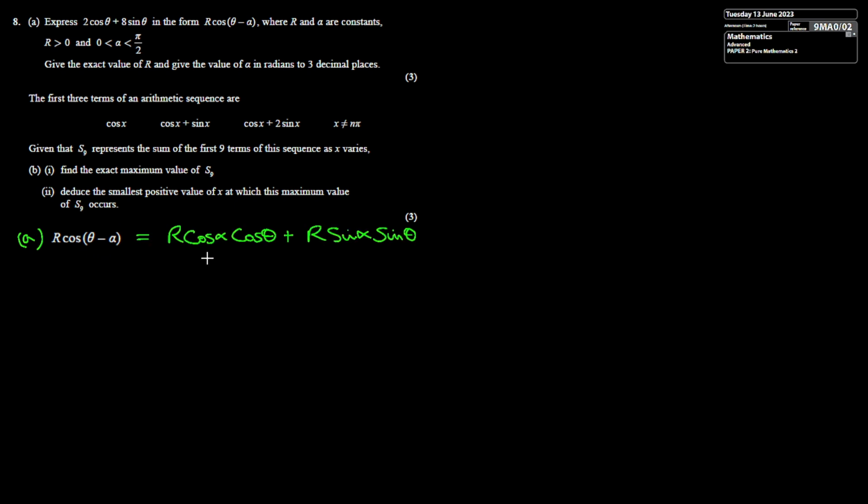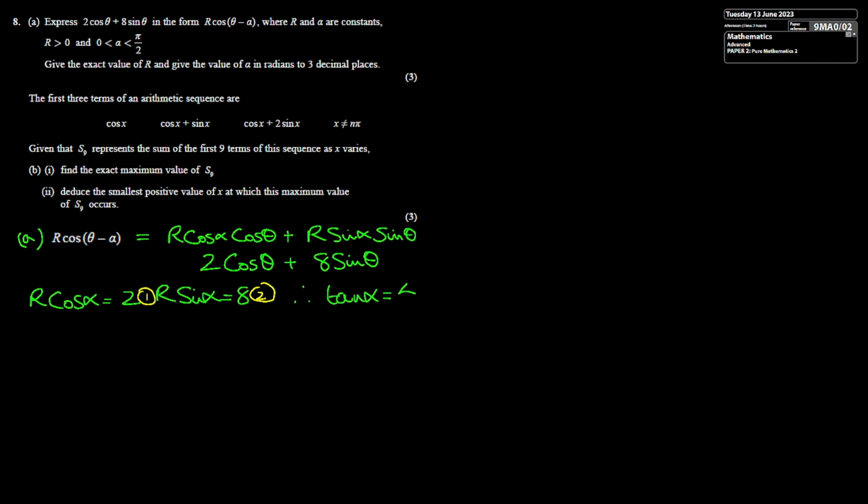R cos(theta minus alpha) turns into this expression, a pair of cos terms and a pair of sine terms, both multiplied by R. If we now compare that with the expression we've been given, we can see, therefore, that R cos alpha must equal 2 and R sine alpha must equal 8, equation 1 and equation 2. If I divide equation 2 by equation 1, sine divided by cos will equal tan, and the R's will cancel. So therefore I can say that tan alpha is equal to 4.